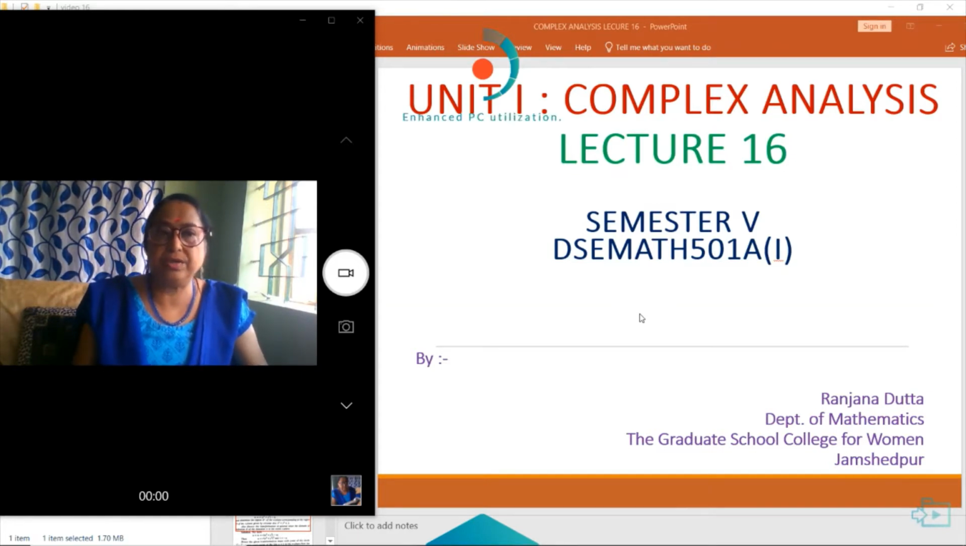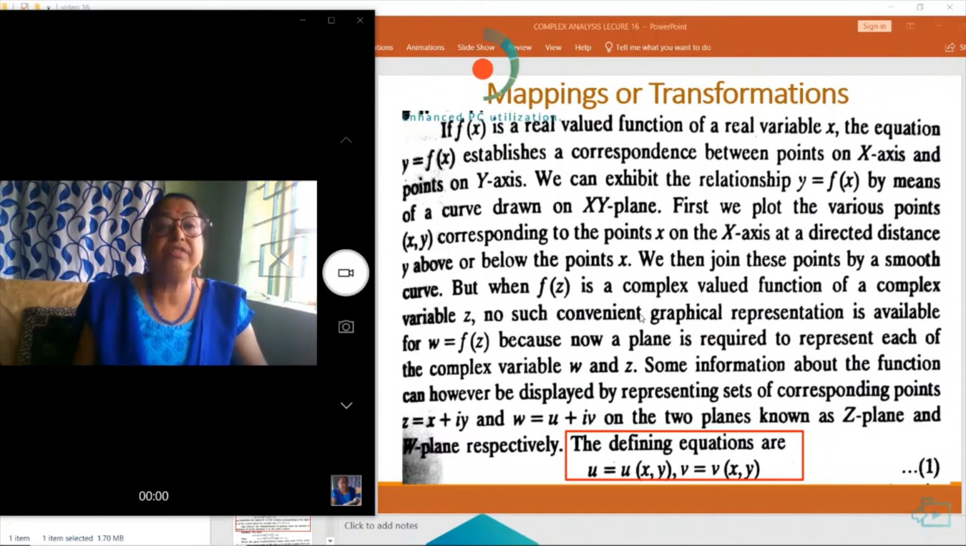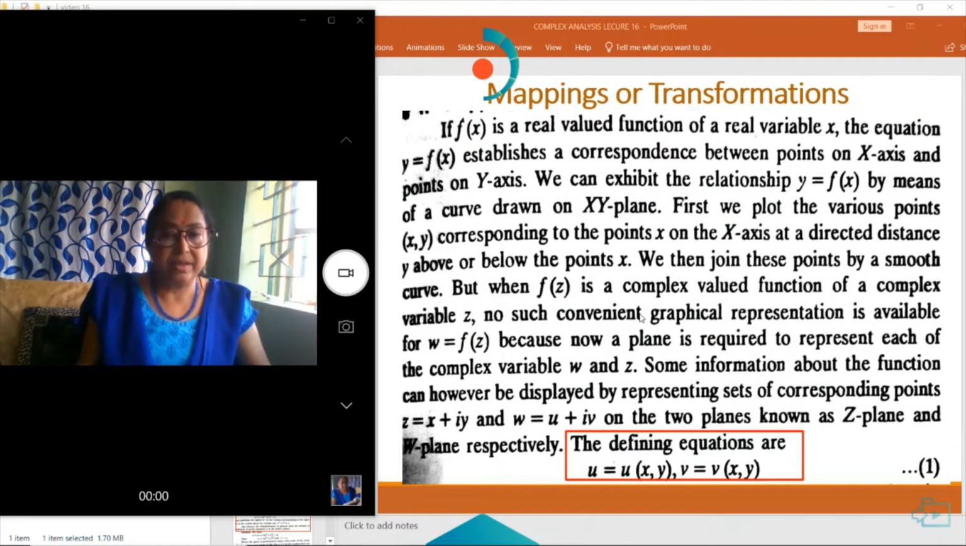Today we are going to study complex mapping, the conformal mapping. Now, mapping or transformation.